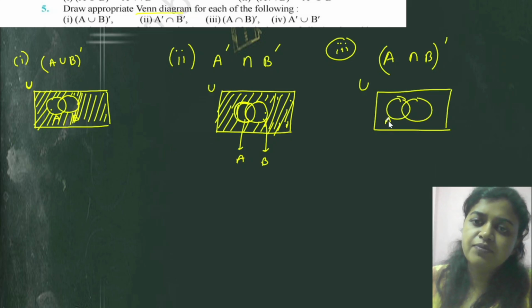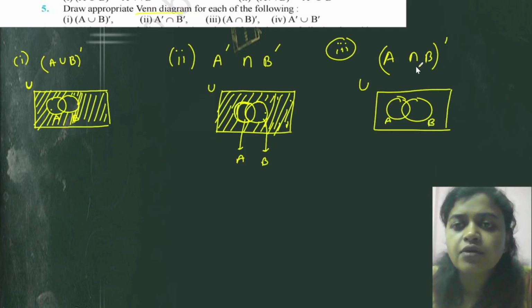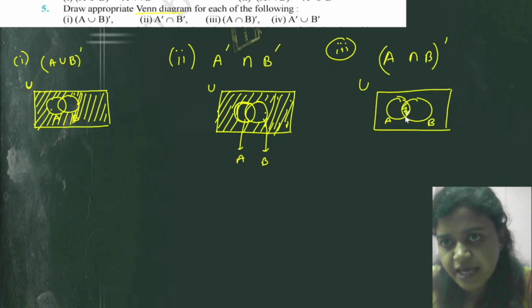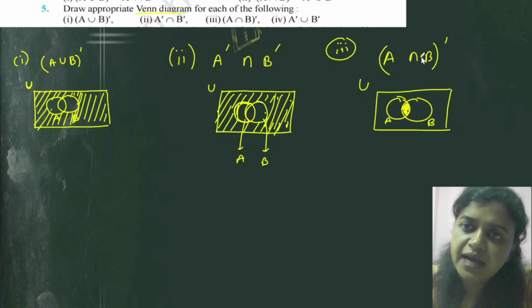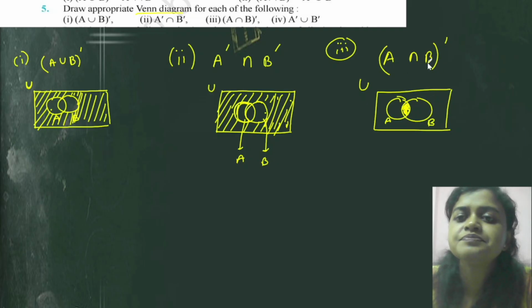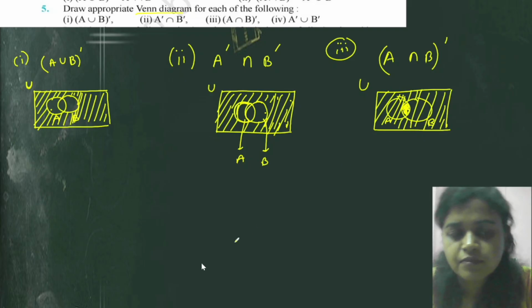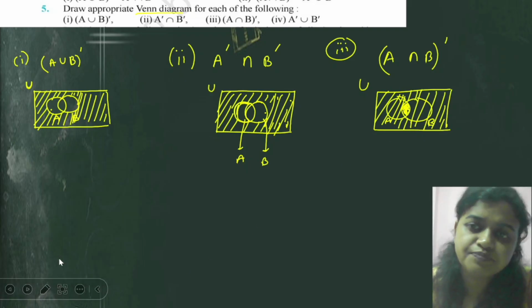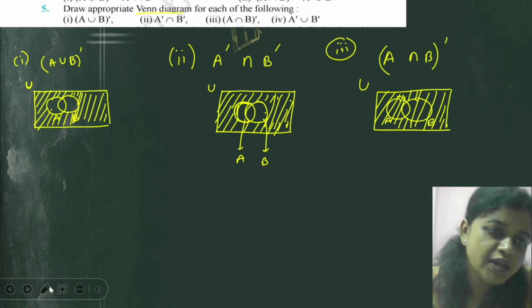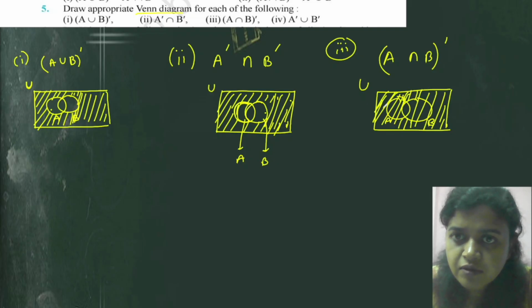This is A and this is B. Okay. Next, A intersection B means this is the A intersection B, this portion. Okay. And B is what? And their complement means this portion. Okay, so if we erase this portion, we'll get the required portion. So this is our portion.